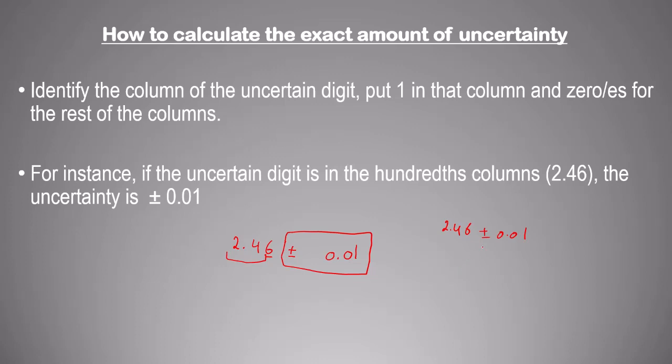Now, to explain what this plus minus 1 means: because this last digit is the uncertain one and the uncertainty is with this plus minus, it means that the true value is somewhere between 2.45 to 2.47. Now, this is just to explain what this plus minus means, but you don't have to do this calculation every time you are finding the uncertainty. Your answer will only be up to this.